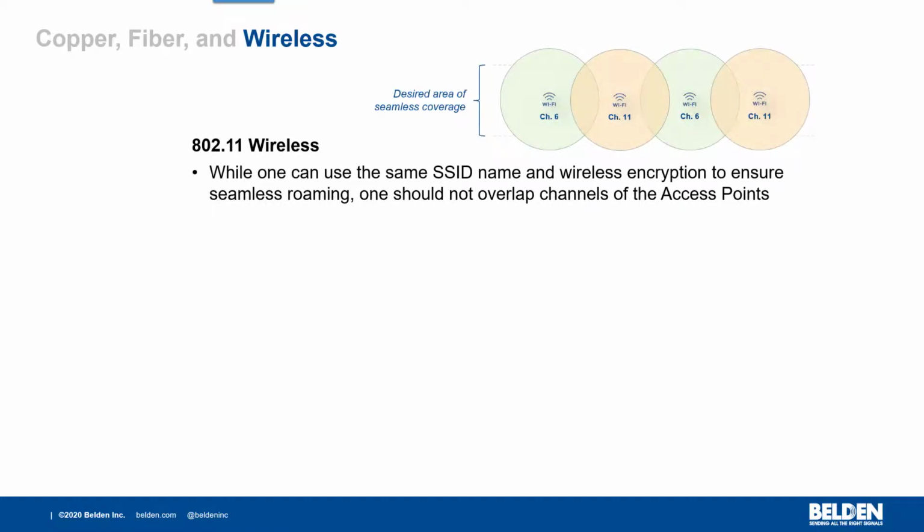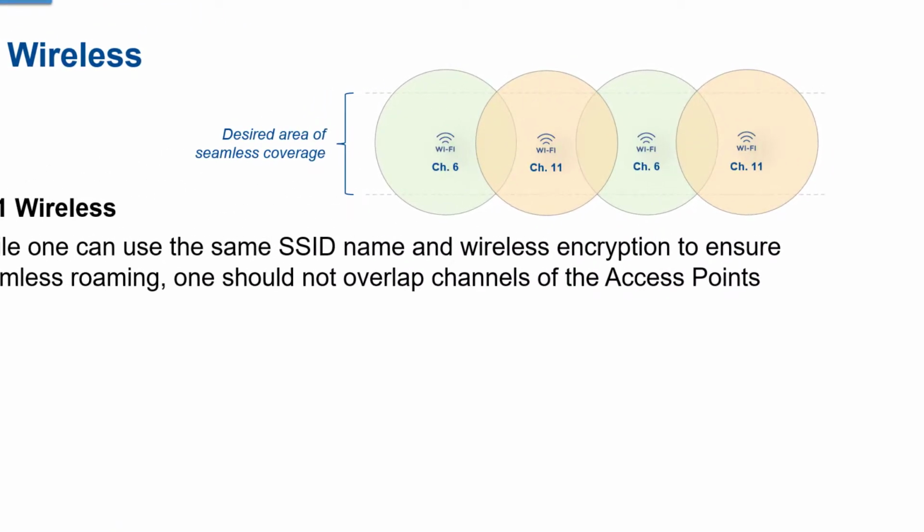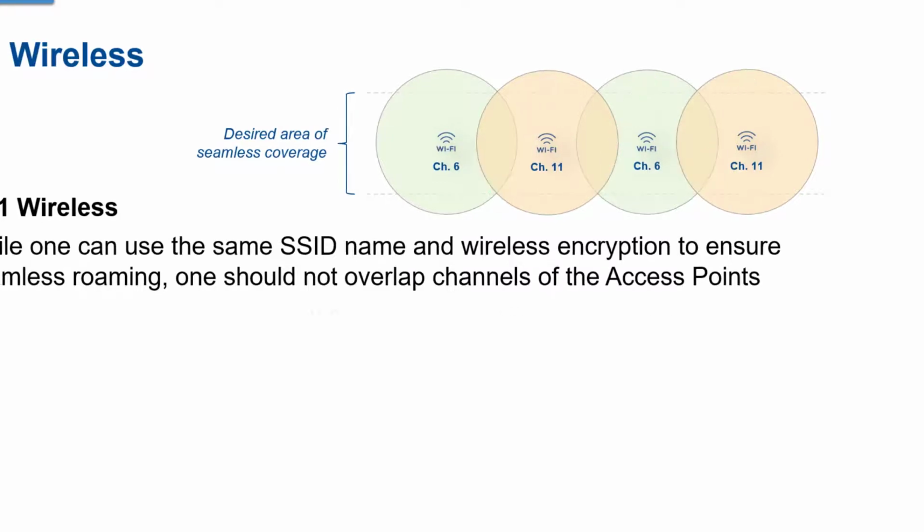When deploying wireless Ethernet, one can use the same SSID name as well as wireless encryption to ensure seamless roaming from one access point to the other. The only stipulation is that one should try to prevent overlapping the channels of the access points. So as shown above, we have one access point overlapping another access point, yet the channels that are being utilized are different, and as a result they're going to have slightly different frequencies, preventing interference of each other.